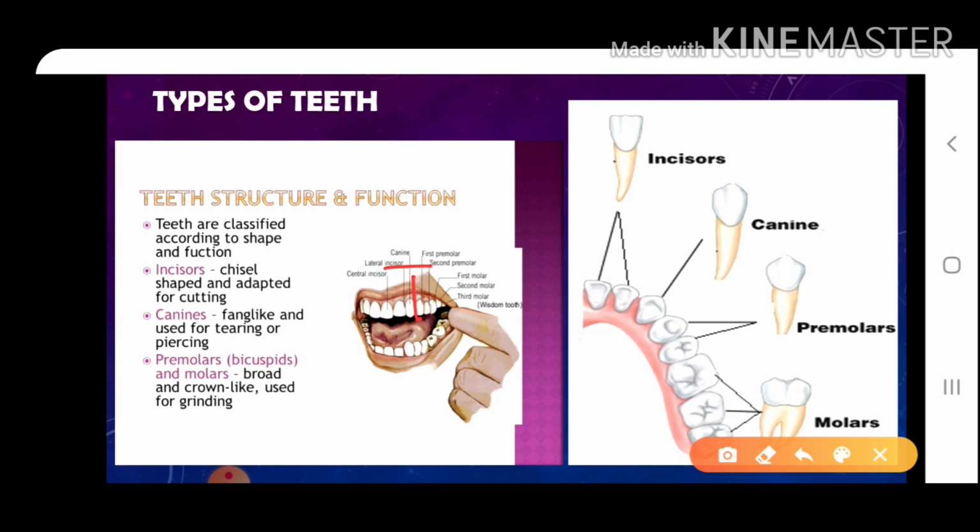Okay, then come premolars and molars. Premolars are the set of teeth which are present at the back end of your jaw. And finally, we have molars, which are the broad teeth. Both of these teeth serve the purpose of chewing food. So thorough chewing of food is done with the help of premolars and molars. I hope you have understood.